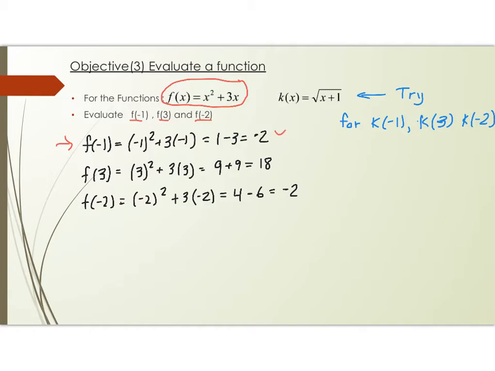When I put 3 in, I get 3 squared plus 3 times 3, which is 9 plus 9, which is 18. And you can see I do the same thing for -2. I get -2 squared, which is 4, plus 3 times -2, which is -6. 4 minus 6 is -2.